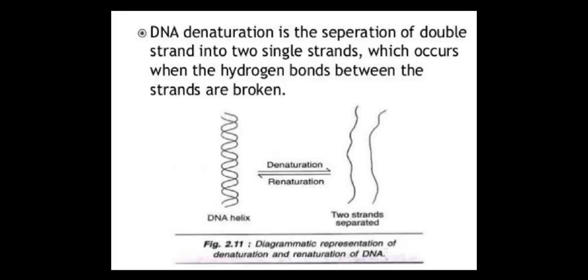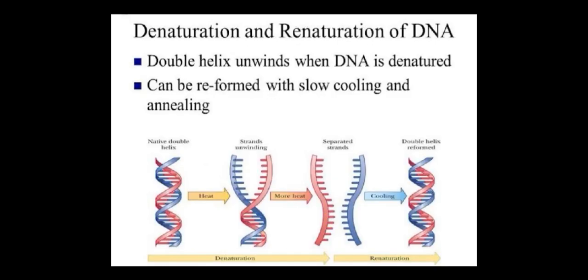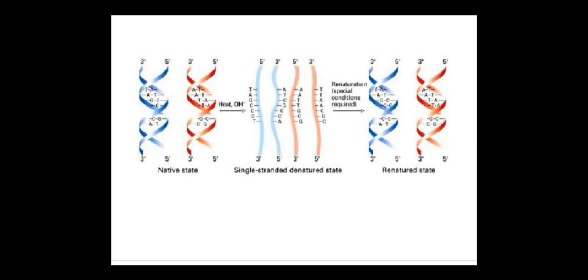DNA denaturation is the separation of a double strand into two single strands, which occurs when the hydrogen bonds between the strands are broken. Denaturation and renaturation, DNA helix, two strands separated. Denaturation and renaturation of DNA: the double helix unwinds when DNA is denatured, and can be reformed with slow cooling and annealing. Native double helix, strands unwind, separate strands, double helix reformed. Renaturation: native state, single stranded denatured state, renatured state.